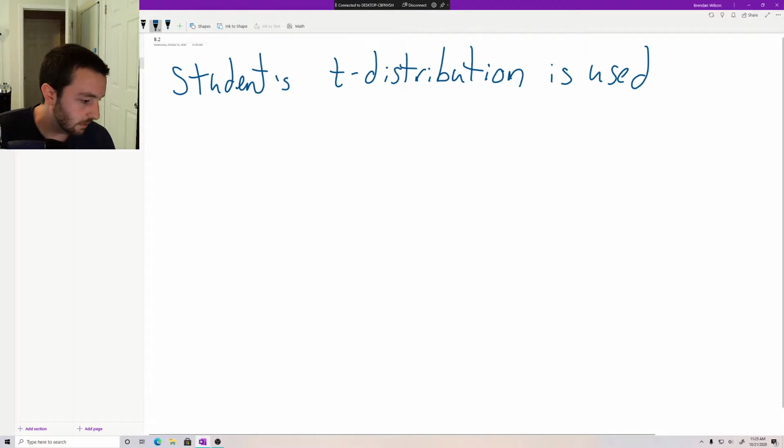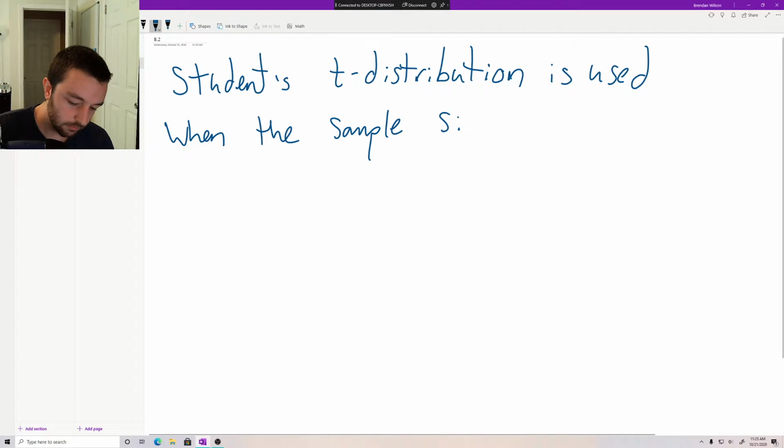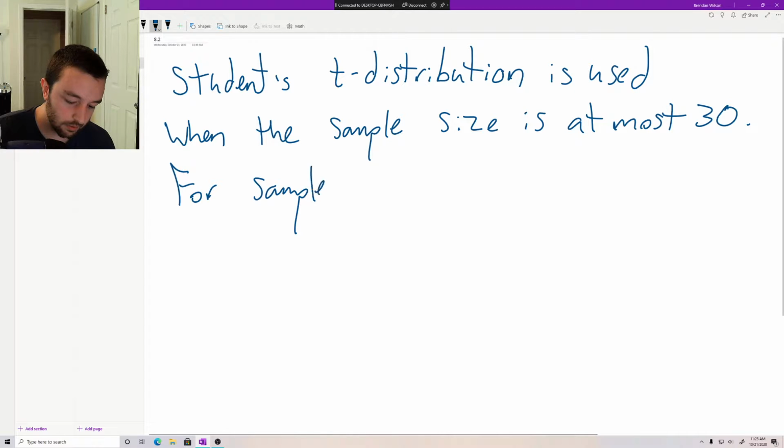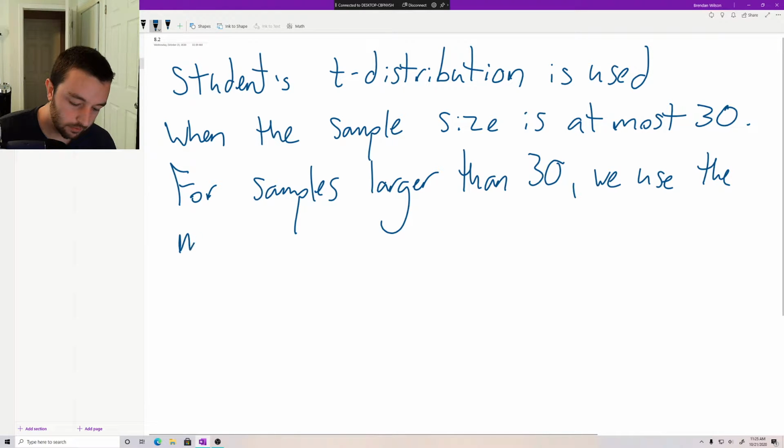The t distribution is used when the sample size is at most 30. Okay. For samples larger than 30, we use the normal distribution. Okay.